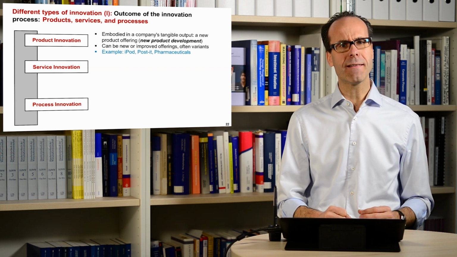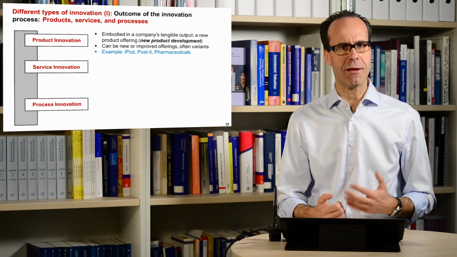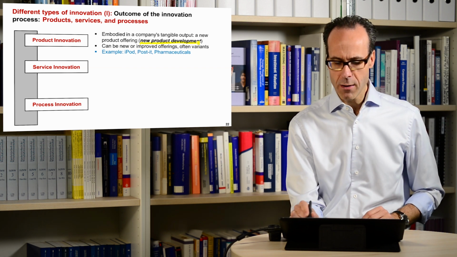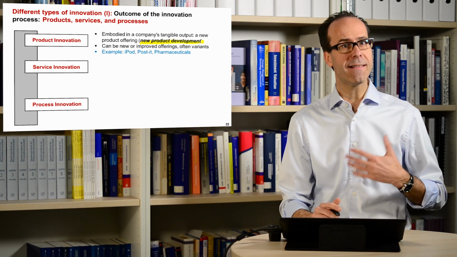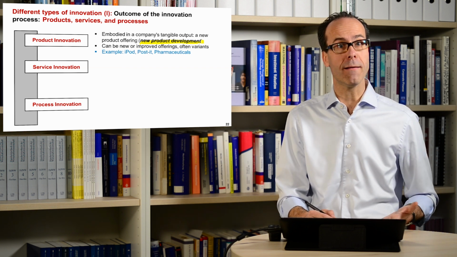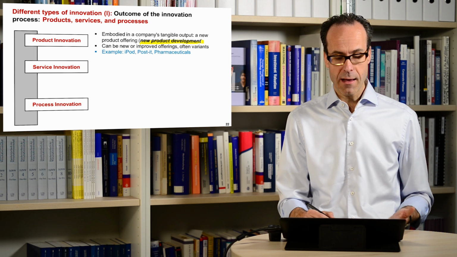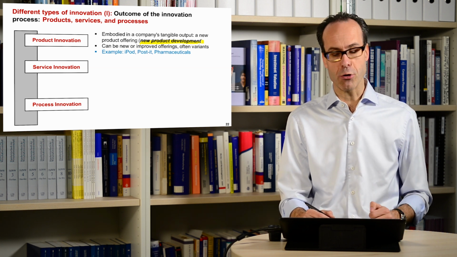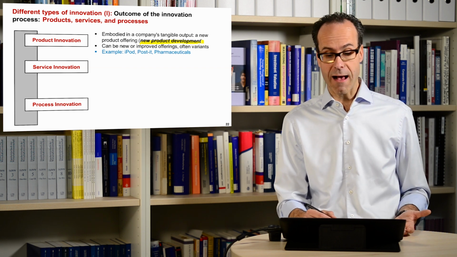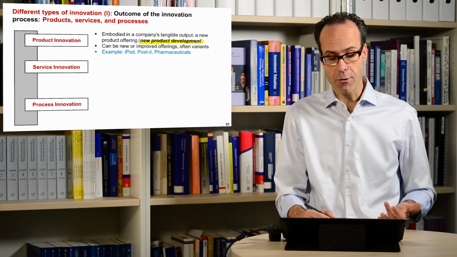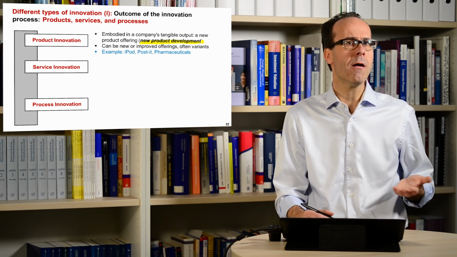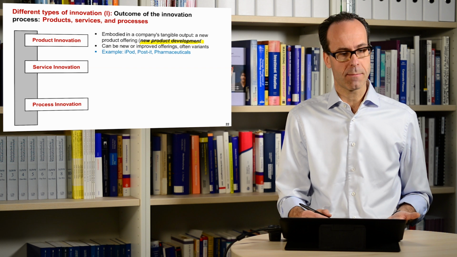Product innovation is somehow the natural object of innovation if we talk about it. And very often we also use the term new product development instead of innovation management in the literature to really refer to the process of developing new products. And really we talk about the tangible output of a product. And those can be improved offerings, other variants, or really radical new products. Examples are the iPod, the Post-it, or any new pharmaceuticals.